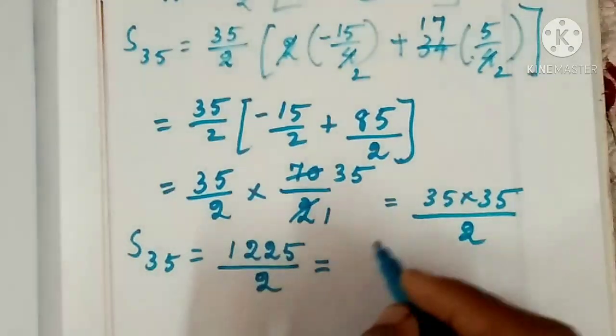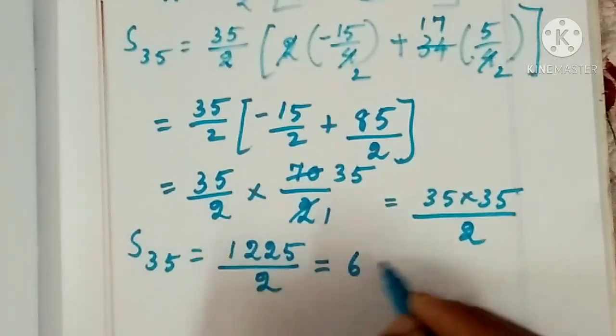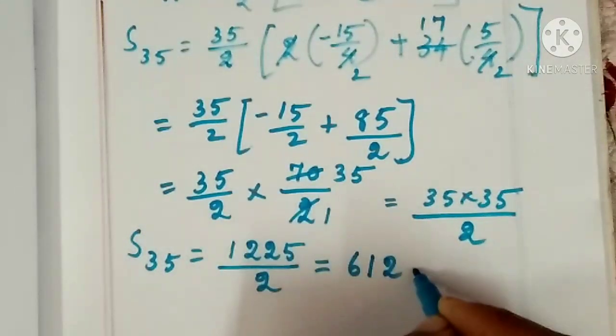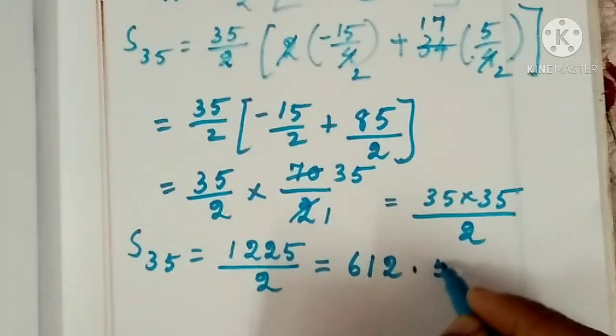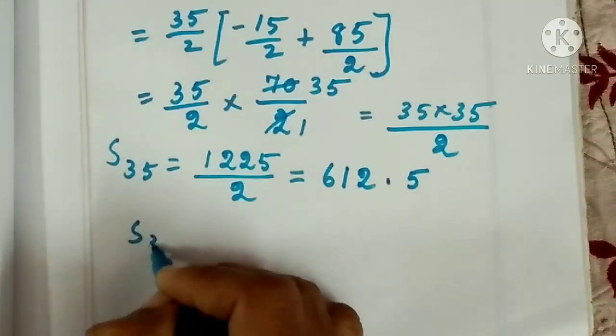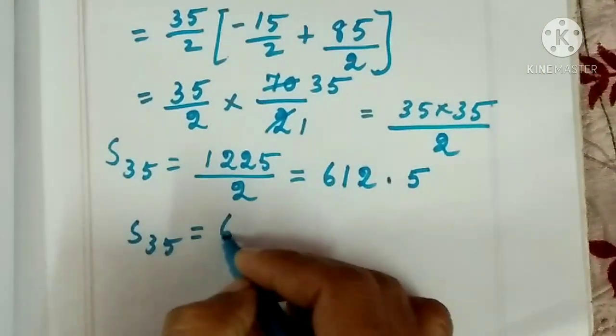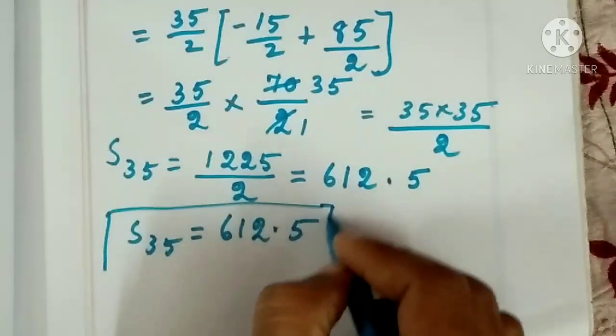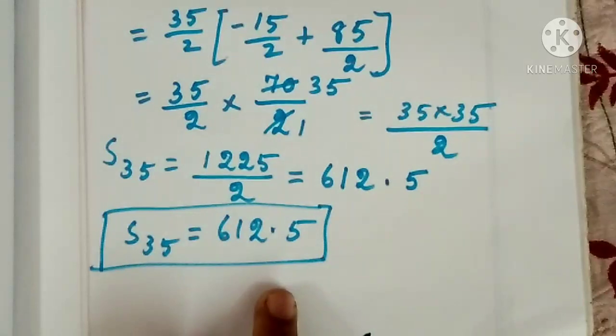Cancelling this by 2 table, 6 2s are 12. 1 2 is 2, 2 2s are 4, remainder 1, 10, 5 2s are 10. Hence, the value of S35 is equal to 612.5. This is the answer for this question.